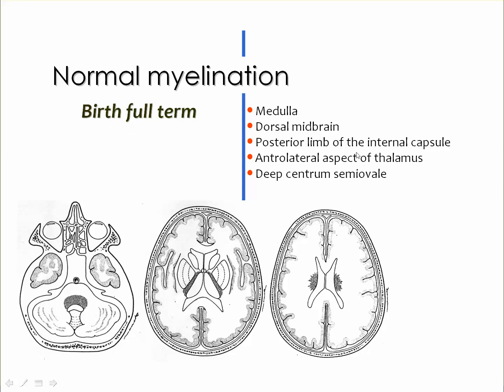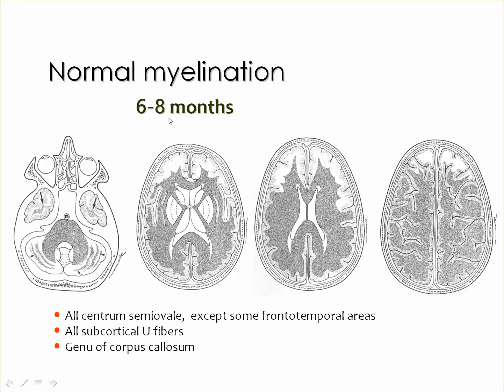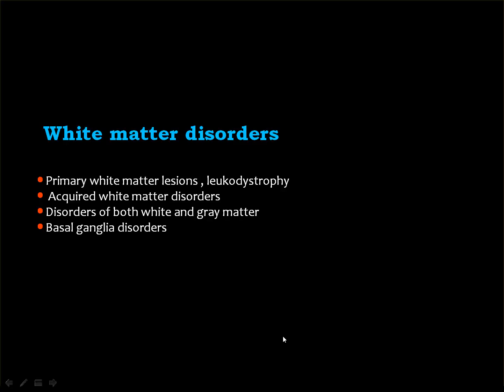The full-term baby will have myelination of the medulla, the posterior part of the midbrain, the posterior limb of the internal capsule, the anterolateral aspect of the thalamus, and the deep central semi-oval. Then by the age of 3 months, you get the cerebellar folia, the ventral aspect of the brain stem, the optic radiation, occipital cortical U fibers, the splenium of the corpus callosum, and the anterior limb of the internal capsule. By the age of 8 months, you get almost myelination of most of the white matter. And by the age of 2 years, you get full myelination of the white matter.